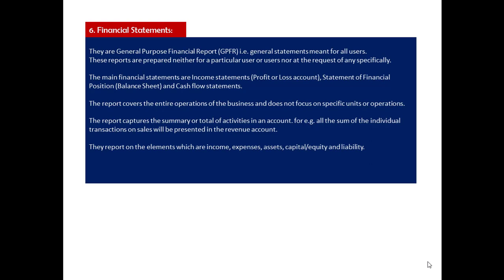So for example, the sum of individual activities on sales are presented under the revenue account. So you don't see the individual activities being featured on the financial statement. No. The sum of them, or the summary, is what is featured in there. So the report is also prepared based on the elements of financial statement, which we'll be discussing very soon.